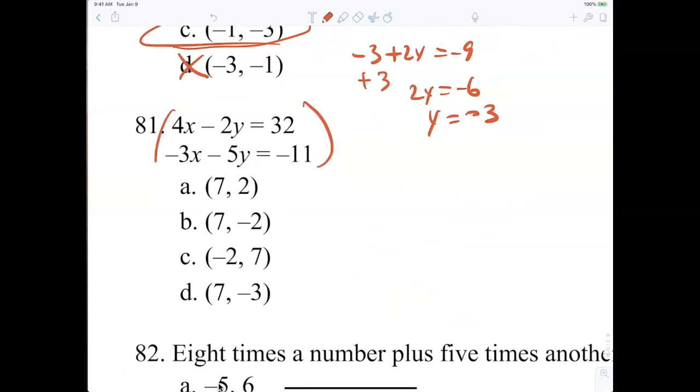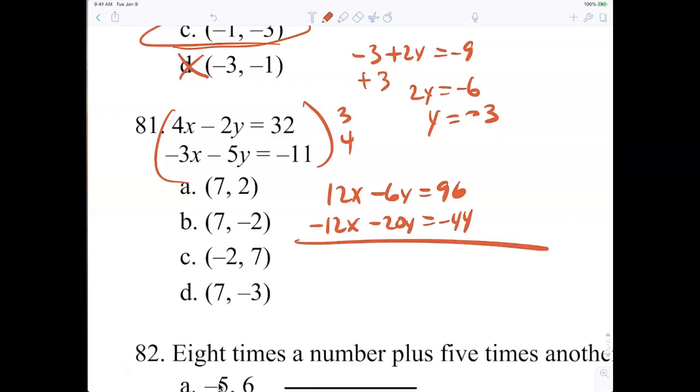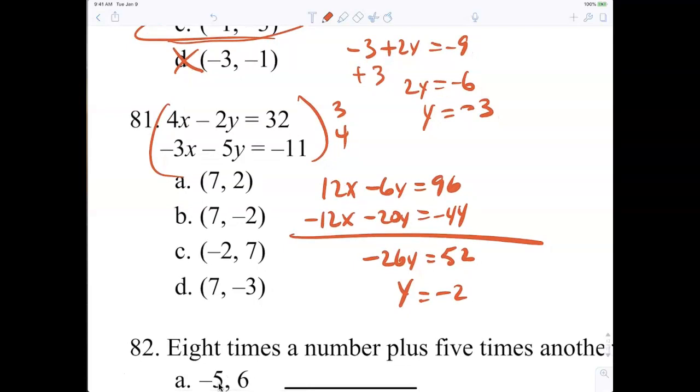81, again, multiplying this time by 3 and 4 will eliminate the x's. So 12x minus 6y equals 96. -12x minus 20y equals -44. Add them. -26y is equal to 52, so y equals -2. Now look how nice this one is. The only y value with the -2 is B, so I'm going with that. All right?